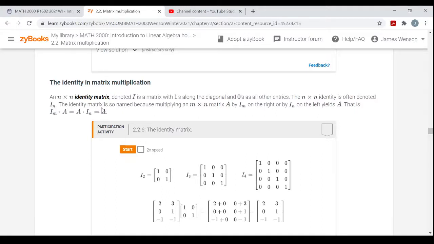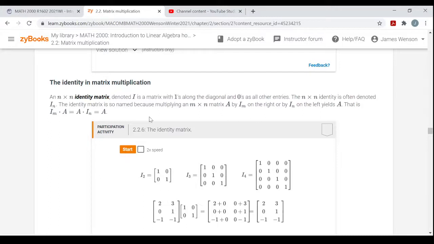The identity matrix is so named because multiplying an m by n matrix A by I_m on the left or I_n on the right yields A. This should be the other way around.